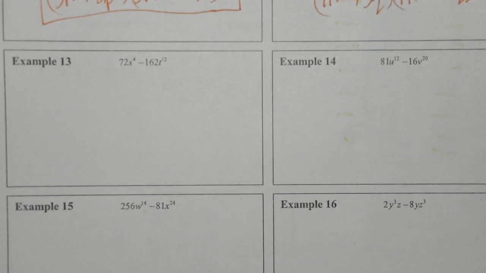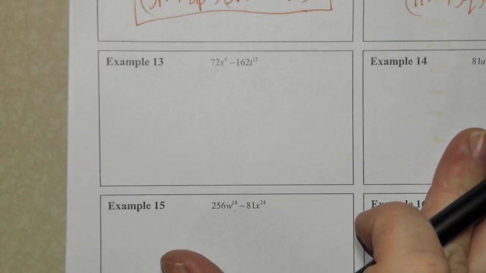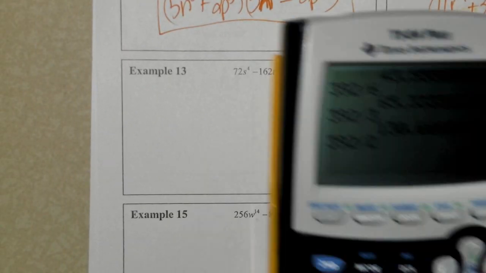Find example 13. Is 72 on the list? Please look at the list. Flip to the front. Is 72 on it? 72 is the smaller of the two terms. So grab your calculator, please.